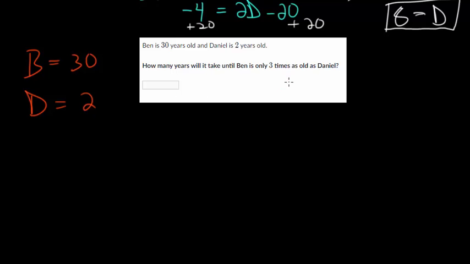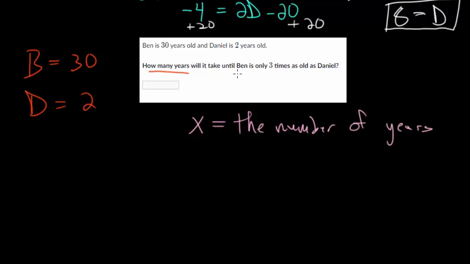So we want to think, what are we looking for here? We're looking for how many years it's going to take until Ben is 3 times as old as Daniel. And the thing you're trying to find, that's what you want to define as your variable. So this one, maybe we can just call x. So x is the number of years until Ben is only 3 times as old as Daniel. So x is that amount of years that we're looking for.